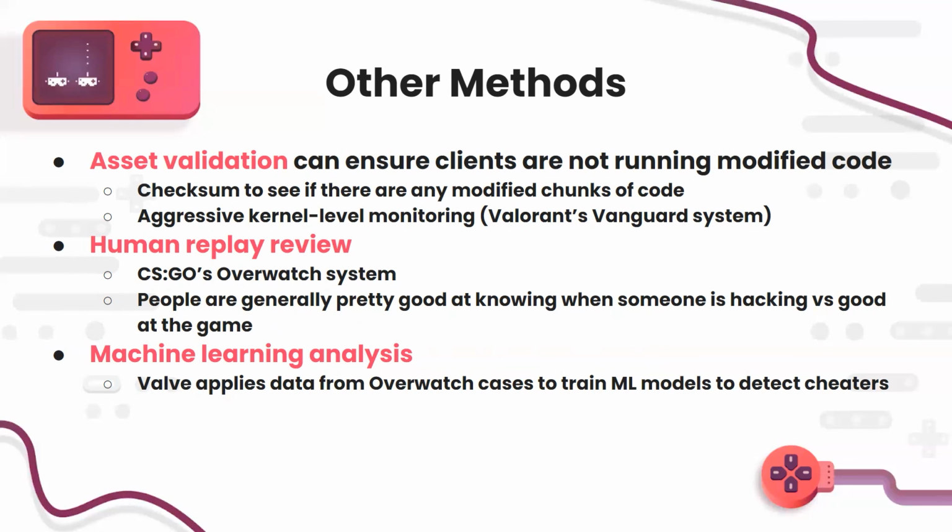The second thing is human replay review. An example would be CSGO's Overwatch system. It turns out players, especially good players, can spot hackers pretty easily. It's pretty easy to tell that Jeff was aimbotting just from the naked eye. Some companies have taken this further and applied machine learning to it. Valve applies data from these human replay review systems to train models that are pretty accurate in detecting cheaters.